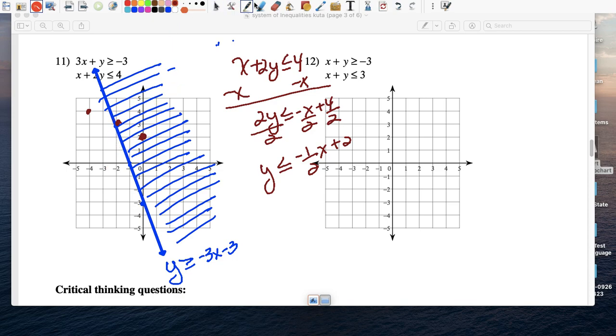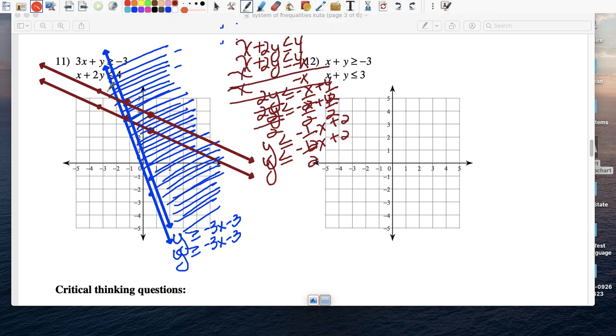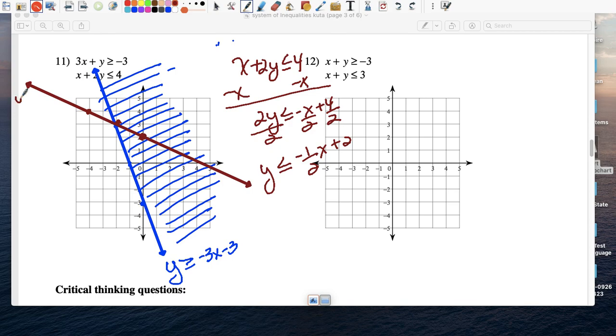Okay, so let me grab this. So again, it's a negative slope, and it's a solid line. Let me give this guy a name: y less or equal to -1 over 2x plus 2.